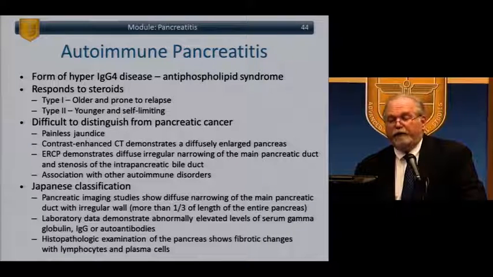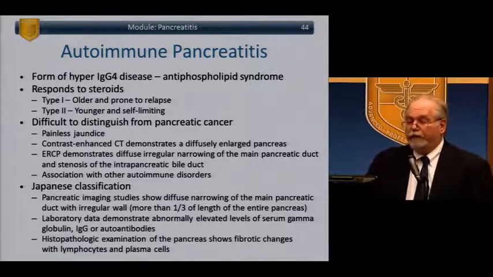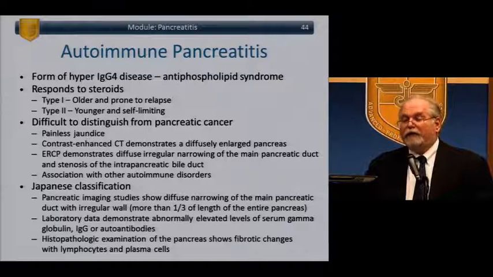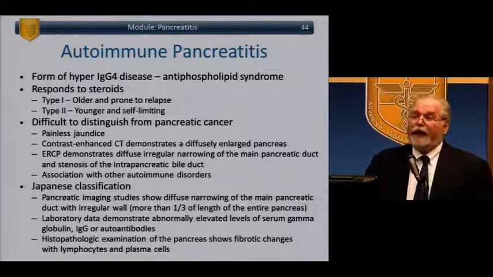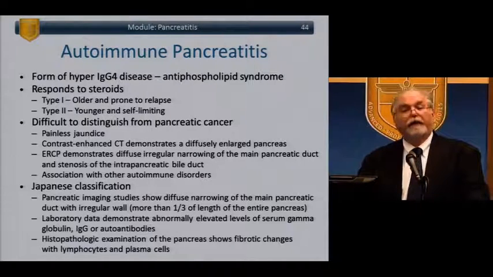ERCP shows a diffuse irregular narrowing of the main pancreatic duct, stenosis of the intrahepatic bile duct. It's associated with other autoimmune disorders in the Japanese classification. Pancreatic imaging shows diffuse narrowing of the main duct with a regular wall, more than 1/3 of the length. Laboratory data demonstrates abnormally elevated serum gamma globulin, IgG, or autoantibodies. And histopathologic examination shows fibrotic changes with lymphocytes and plasma cells. Generally speaking, these are treated with steroids, not with surgery, but some may come to surgery due to the failure to differentiate between this and a cancer.